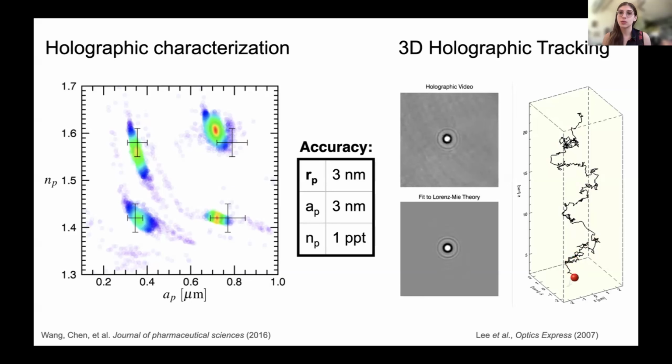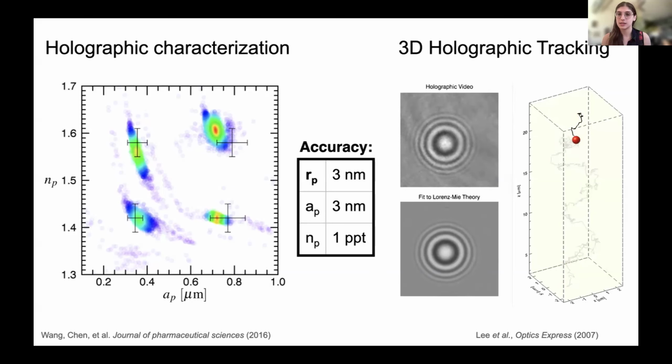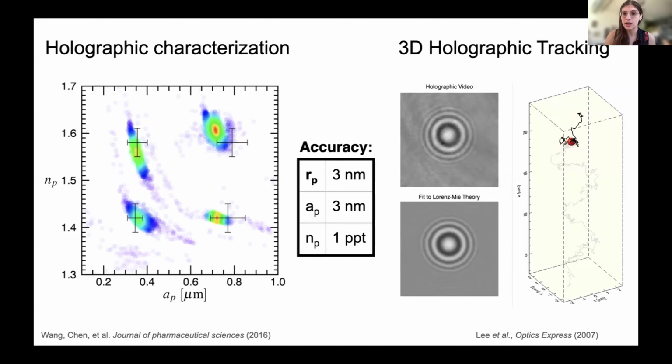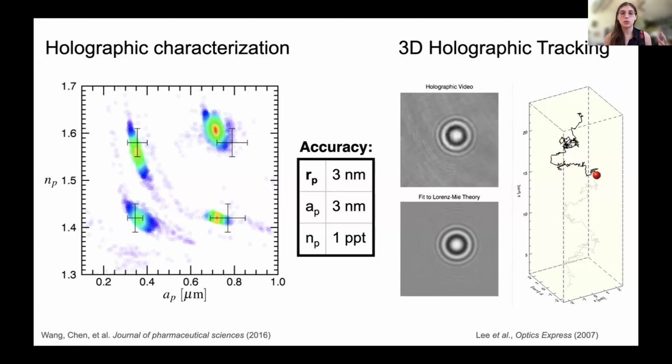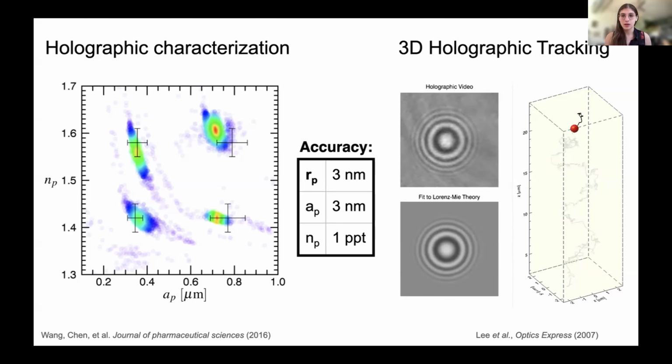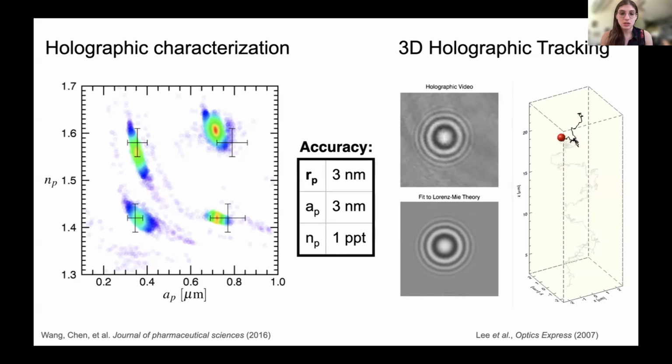And we can also perform 3-dimensional holographic tracking, like this video I'm showing on the right, where we are tracking a particle sedimenting and diffusing at the same time. When we do this technique and everything works out well, we can get accuracy of about a part per thousand in each of the parameters that we're fitting for, which is really quite remarkable. It's a very, very precise technique. So that's sort of the baseline of how this technique works.